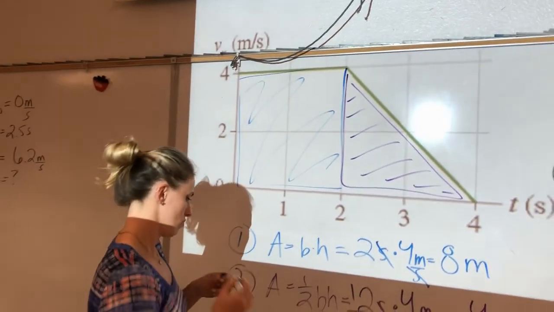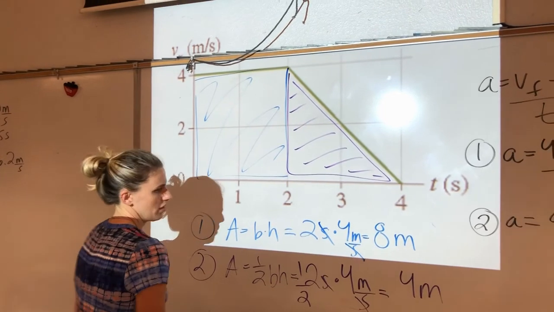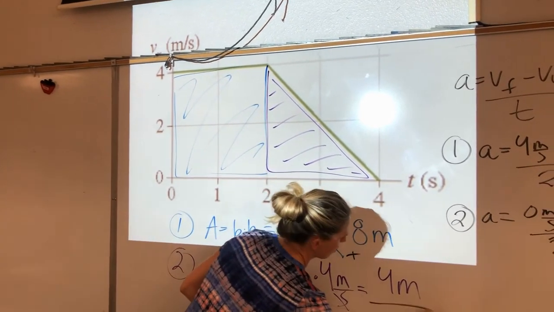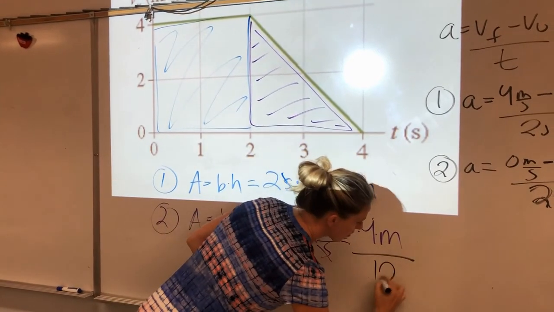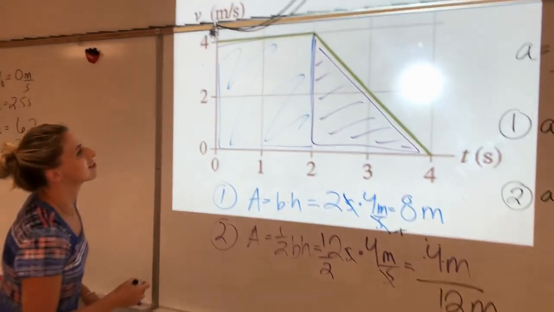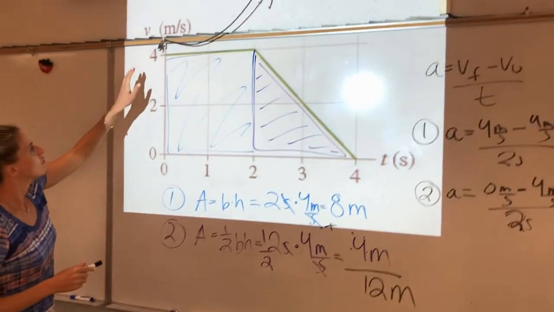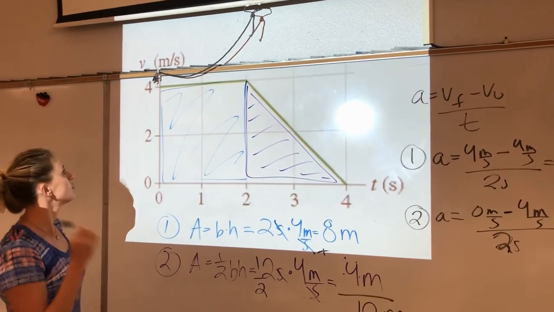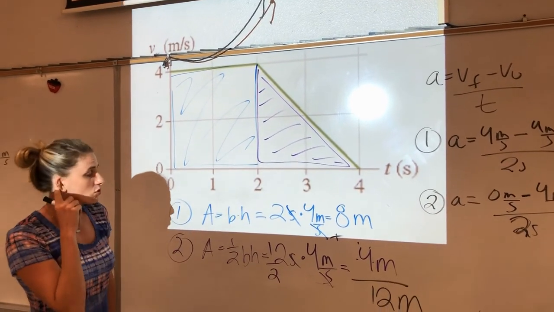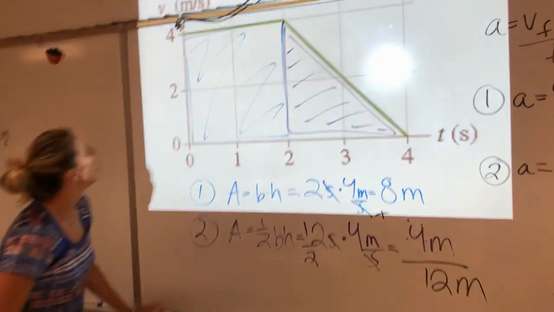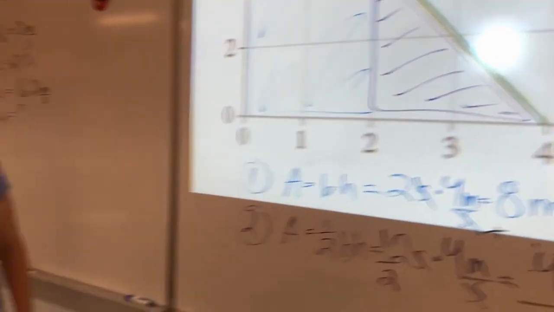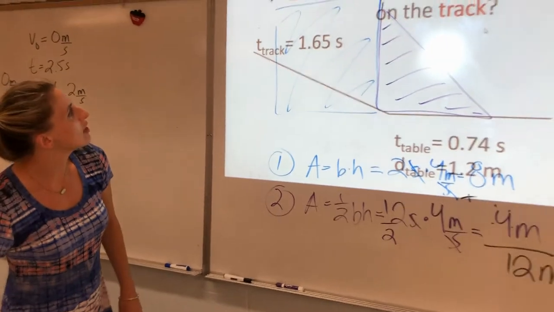Okay. So what would be the total displacement for the first 4 seconds? Add these two up. 8, 9, 10, 11, 12 meters. Boom! So in 4 seconds, we've gone 12 meters. Okay. All right. Moving right along here.